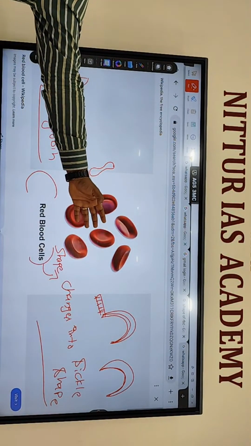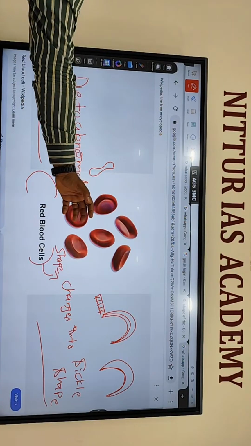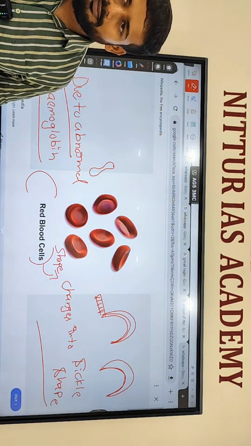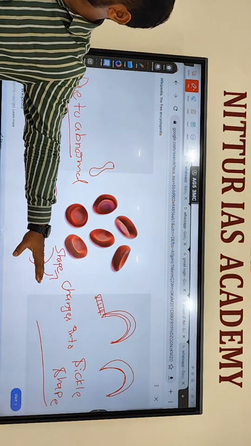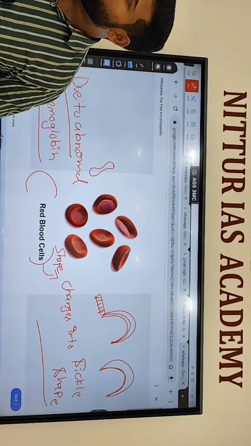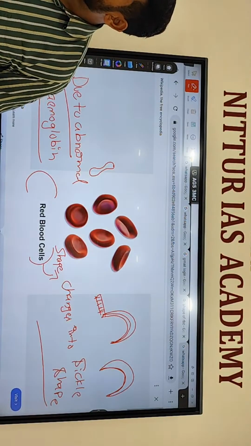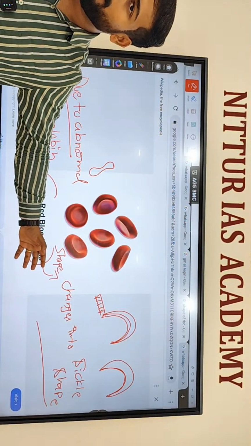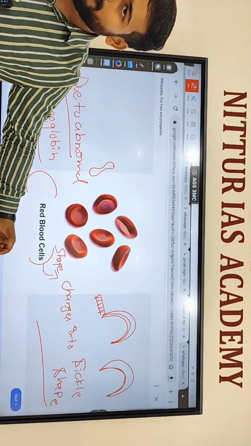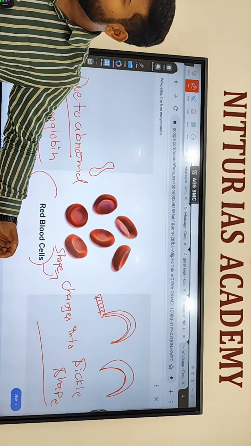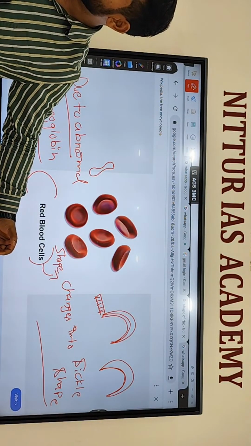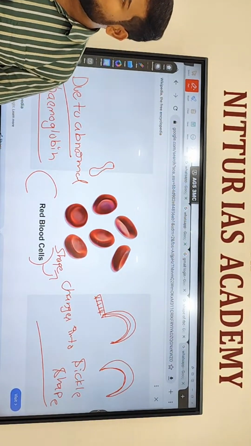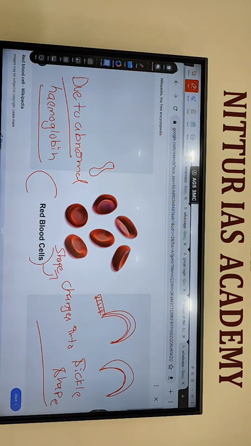Those sickle shaped red blood cells are non-functional. It means the amount of functional red blood cells in our body is reduced. This is also a kind of anemia. The person will feel dizzy, nausea, sleepiness, tiredness. If it increases, the person can die also. Sickle cell anemia is a very rare genetic disease.